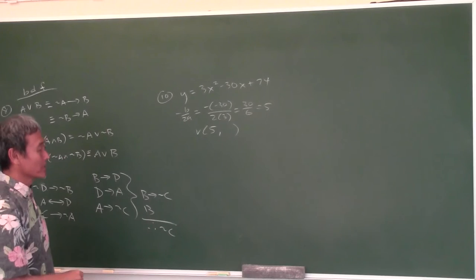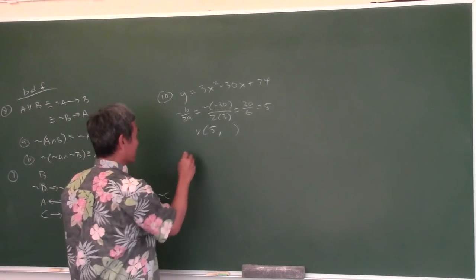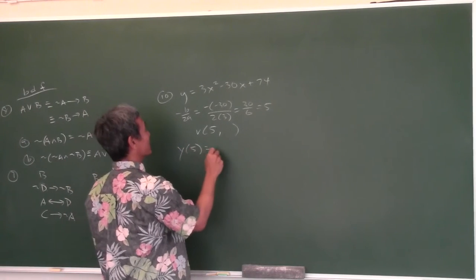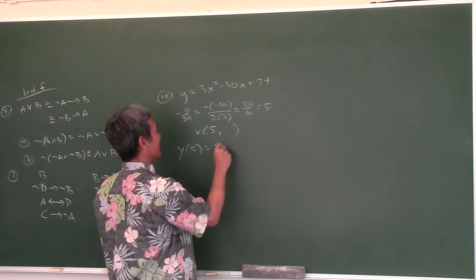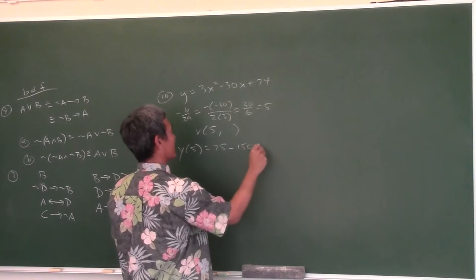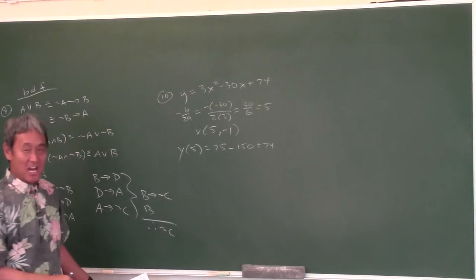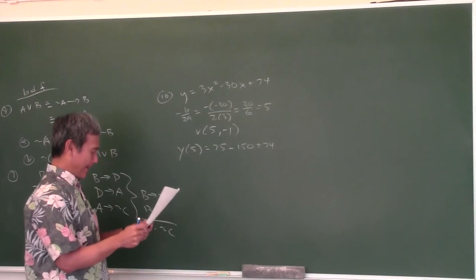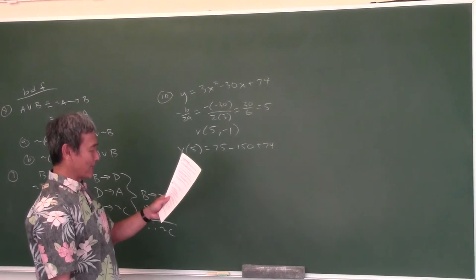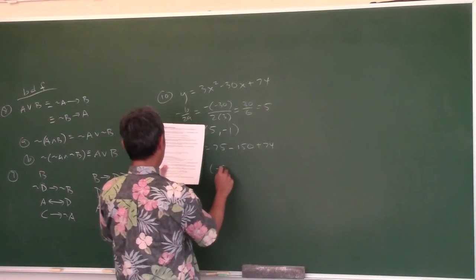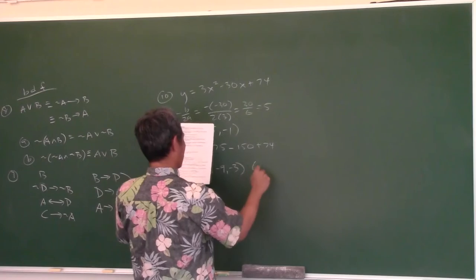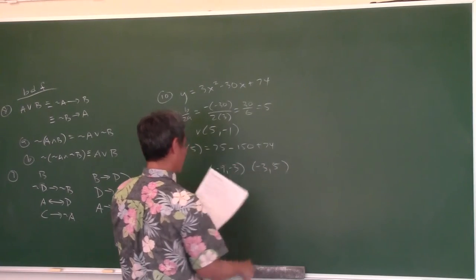How do I get the y-coordinate? You plug it in! y of 5 is equal to 3 times 25, which is 75, minus 150 plus 74. That's negative 1. Okay, so find the distance between that point and the line that passes through negative 3, negative 3, comma 5. And let's make sure we got that correct.